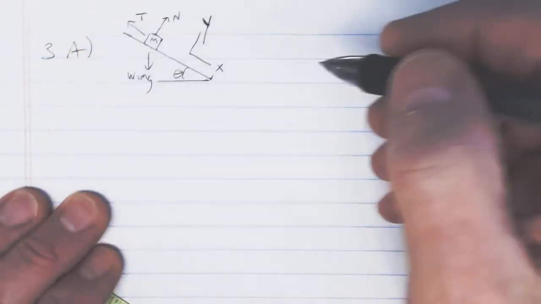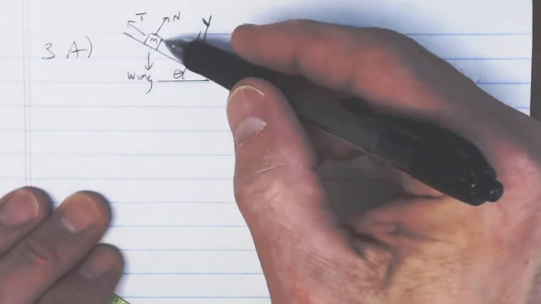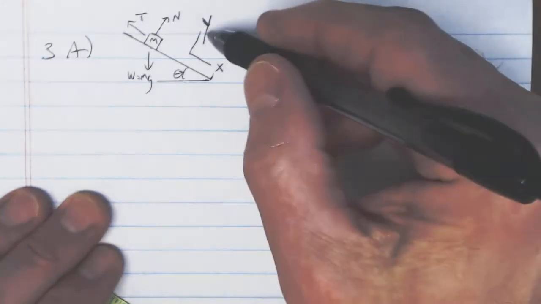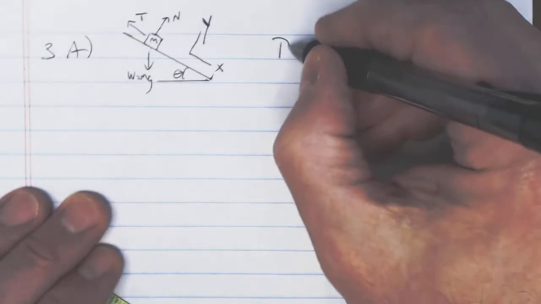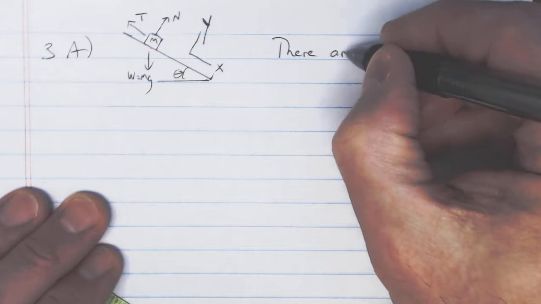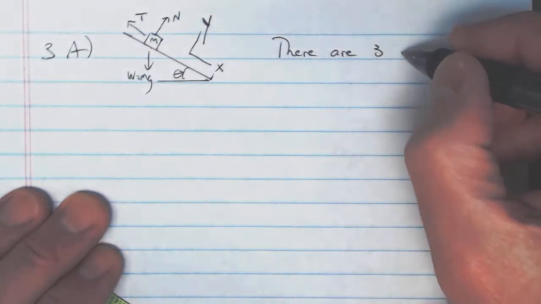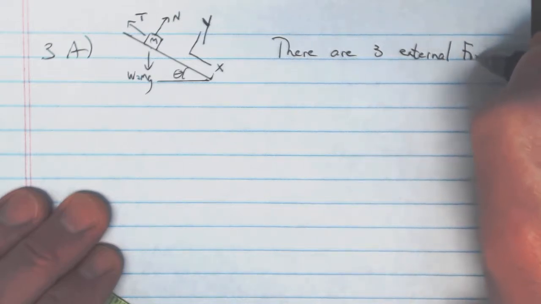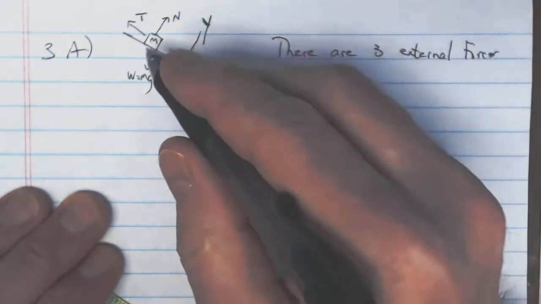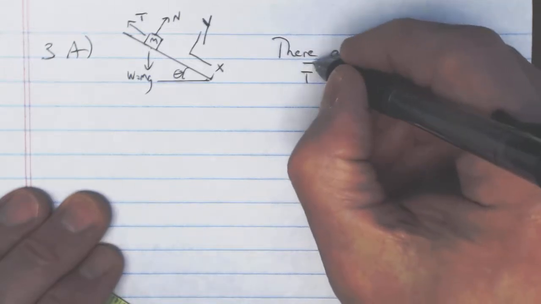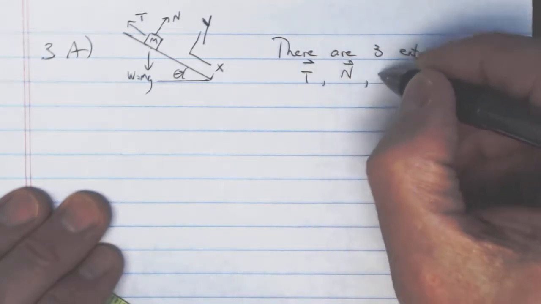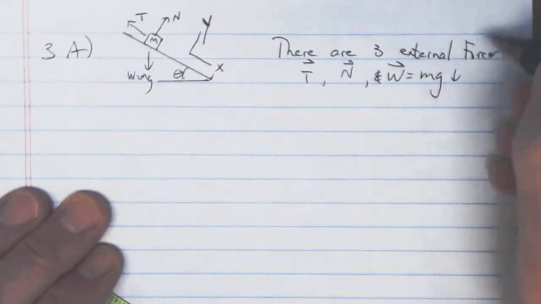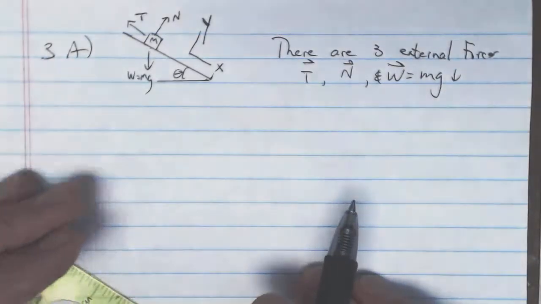So in any case, the answer to A is this drawing, or at least the drawing with m, and you could draw it as a point particle if you want. That's my choice of coordinate system. Let me just point out there are 3 external forces. That's all we care about, external forces acting on my system. My system is the block of mass m. You've got T, the normal force, and W equals mg down. Although you don't have to spell this out, you just need the drawing.